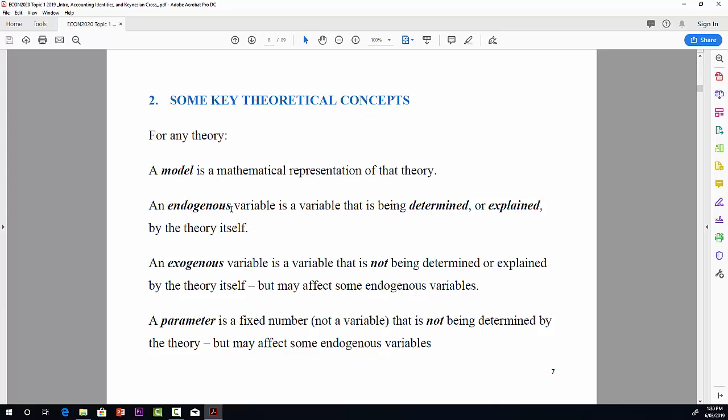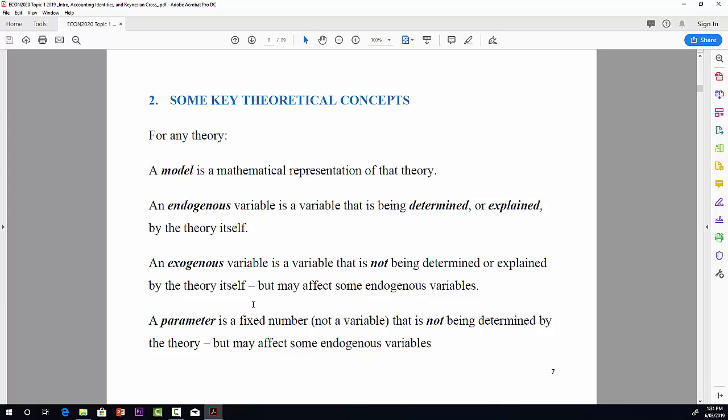Now, an endogenous variable is a variable that is actually being determined or explained by the theory itself. So, for example, a classic endogenous variable in macro models is output. So it's something that the theory is explaining, output. By way of contrast, an exogenous variable is a variable that is not determined by the theory itself. It can be an important variable, but it's not being determined by your theory. It's determined somehow outside of your theory. Now, so you think of these things as being fixed.